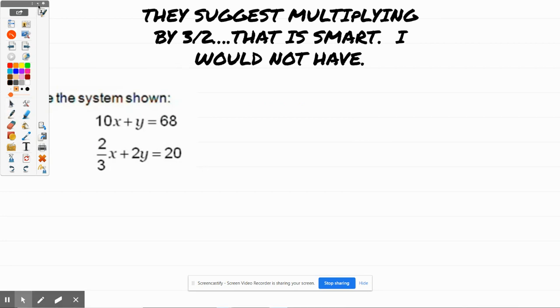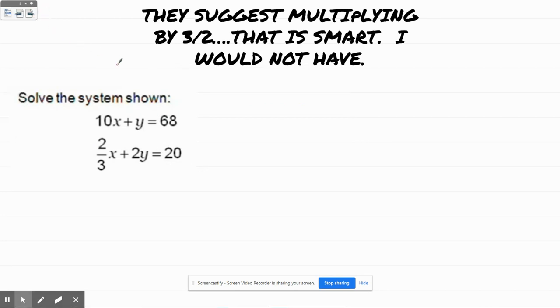Now, what about this problem? They suggest multiplying by 3/2 to get rid of the fraction. You can multiply every single piece by 3/2. If you did that, you will get x plus, the 2's will cancel, and you'll get 3y, and the 20 divided by 2 is 10. 10 times 3 is 30. And you can use that instead. I would not have done that.